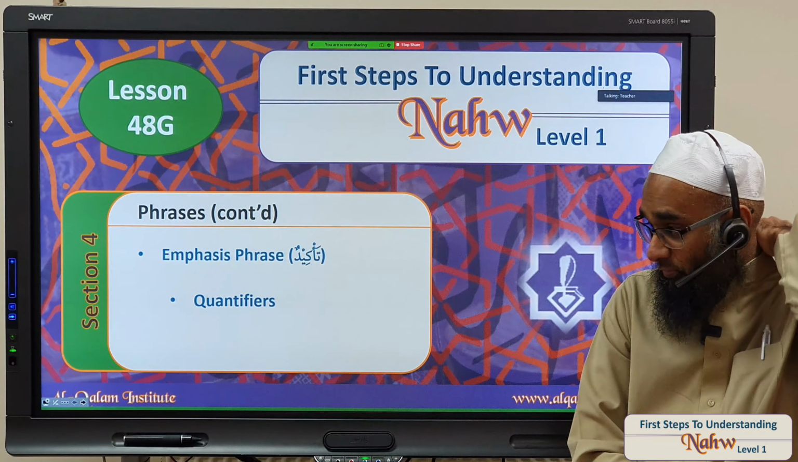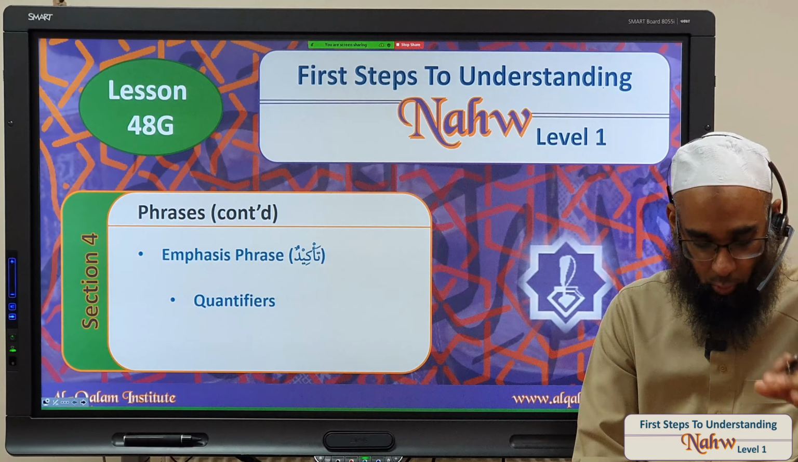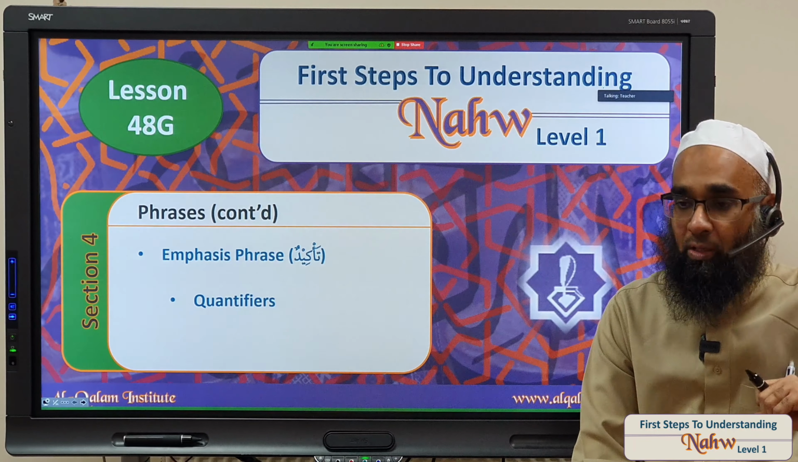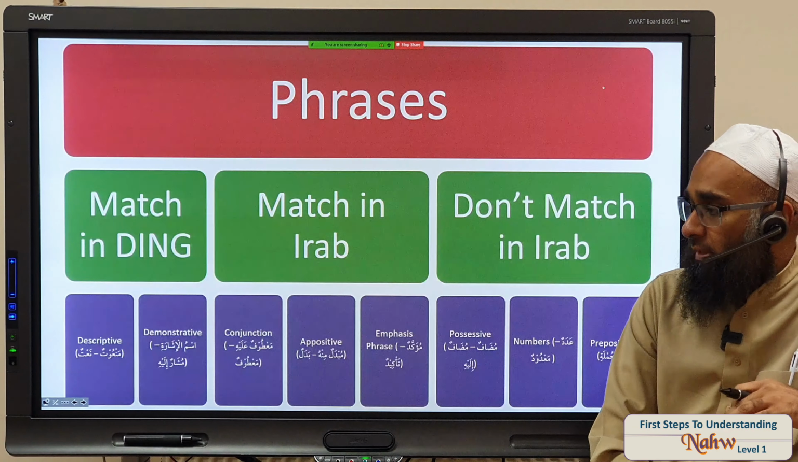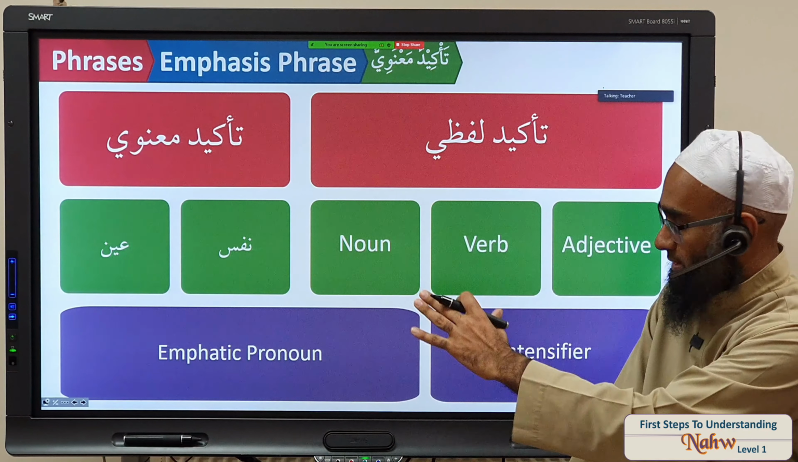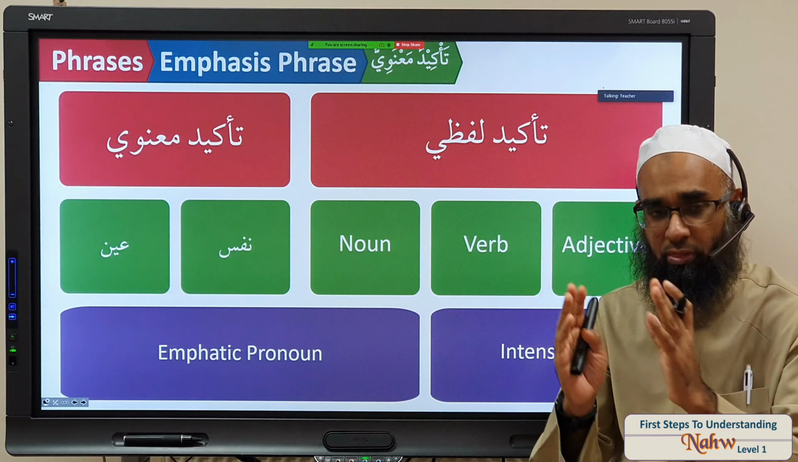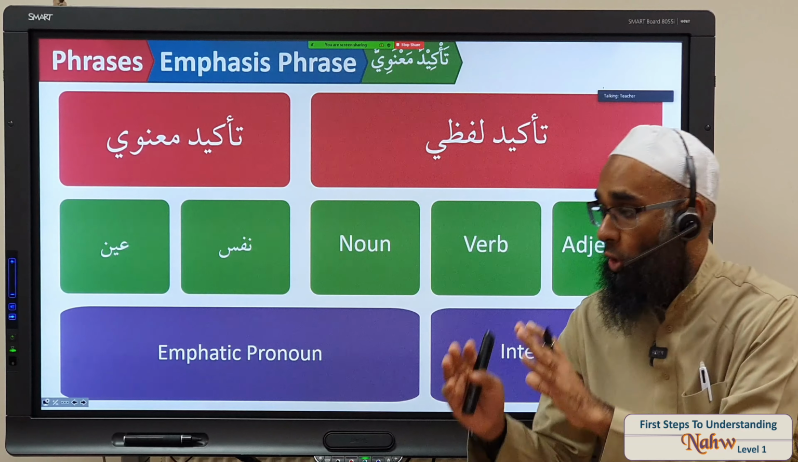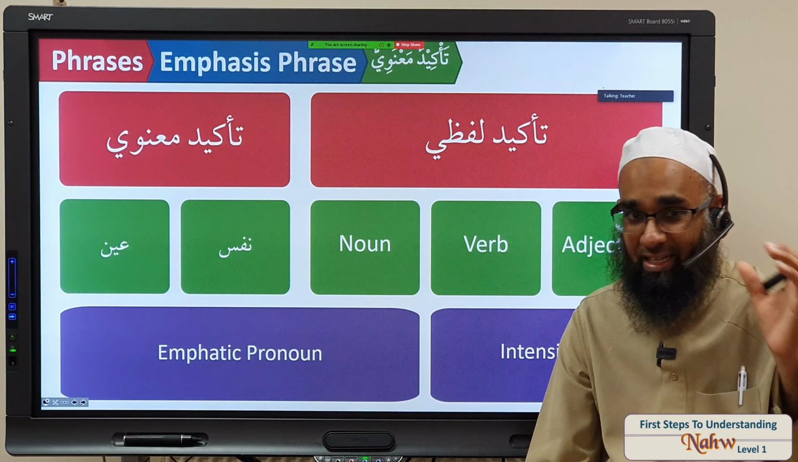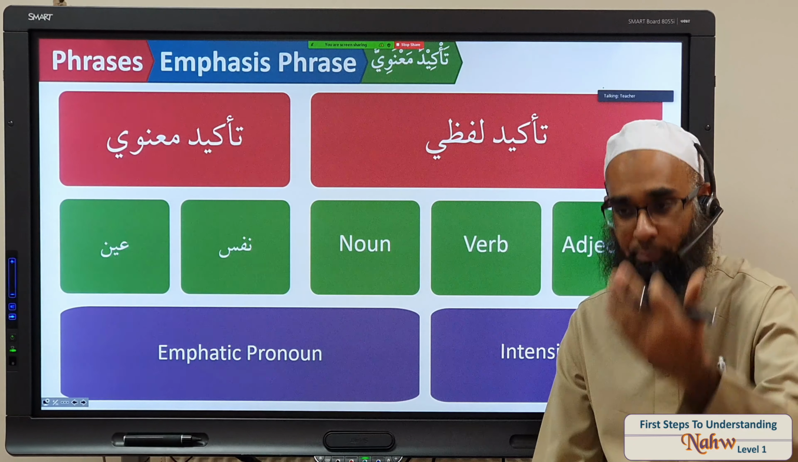So today we're moving on with the quantifiers. Yes? So we're discussing ta'keed ma'nawi, but we're discussing another part of ta'keed ma'nawi. What we're discussing is that until now, the ta'keed we had were like these: either you repeat the adjective or the verb to intensify the meaning, you repeat the noun, or you add the ta'keed ma'nawi of nafs and ayn to create the meaning of an emphatic pronoun.